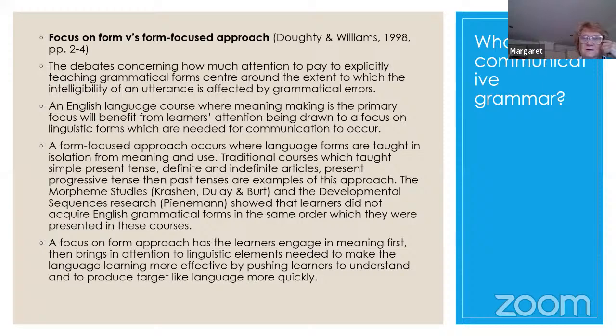So some studies, like the morpheme studies that Krashen and Dulay and Burt did, and my first master's thesis at Monash was based on those studies, and the developmental sequences research that Pienemann did in Germany, showed that learners didn't acquire English grammatical forms in the same order in which they were presented in traditional classes. So learners didn't learn the simple present tense, then the definite and indefinite articles, then the present progressive, then the past tense. In fact, the past tense occurred a lot earlier, okay?